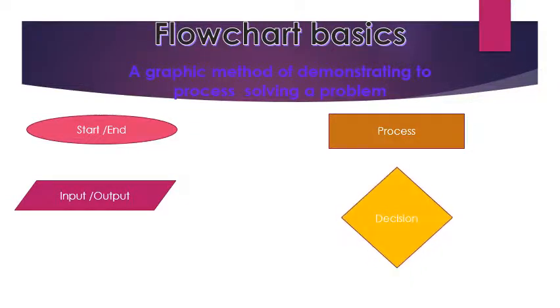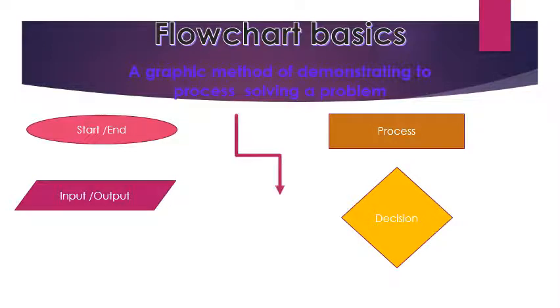And then we have the decision symbol, which is the diamond, and this is in the case that you have to factor in true or false, yes or no. A large part of the advantage that comes with the computer is its ability to make basic decisions based on yes or no, or true and false.